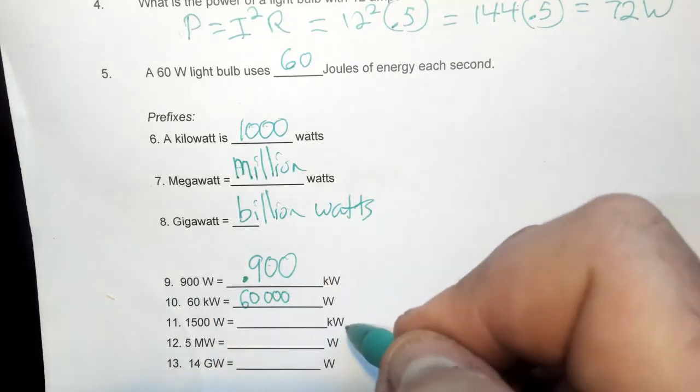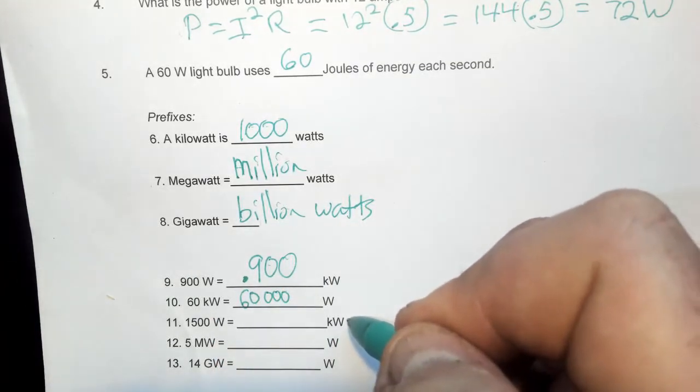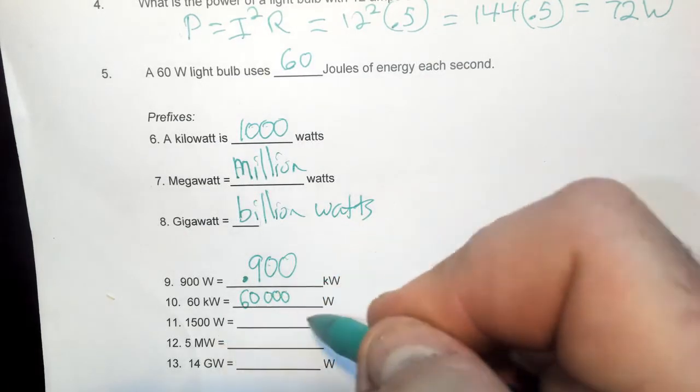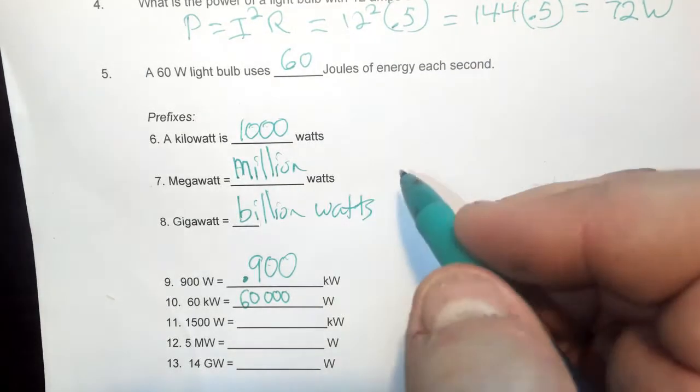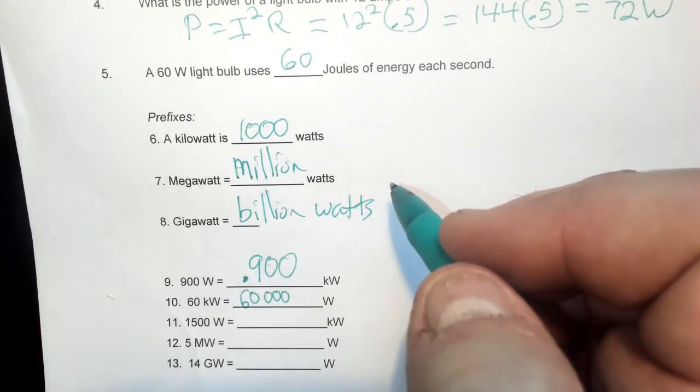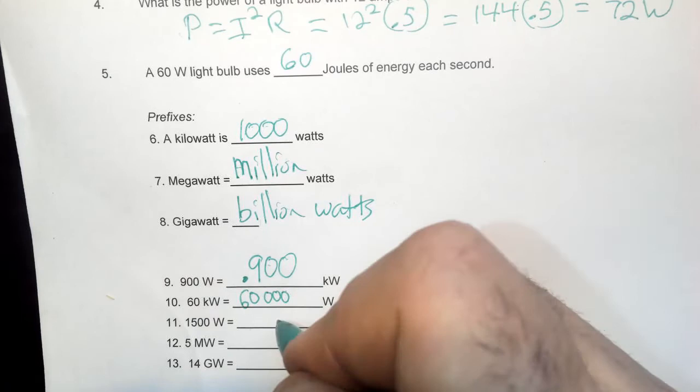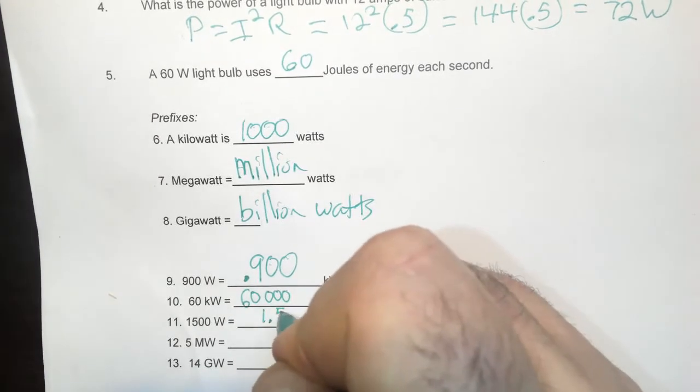1,500 watts is how many kilowatts? Well, 1,000 watts is 1 kilowatt. So 1,500 is just going to be a little bit more than that. So I move my decimal point over 3 places in order to get just a little bit more than 1. And the answer is going to be 1.5.